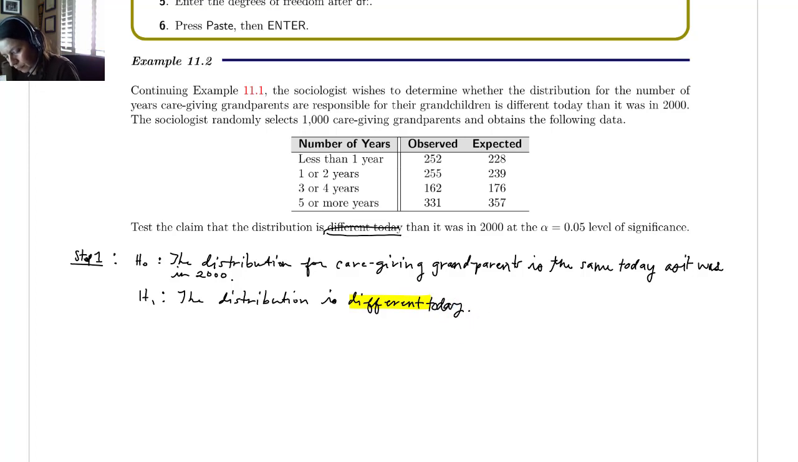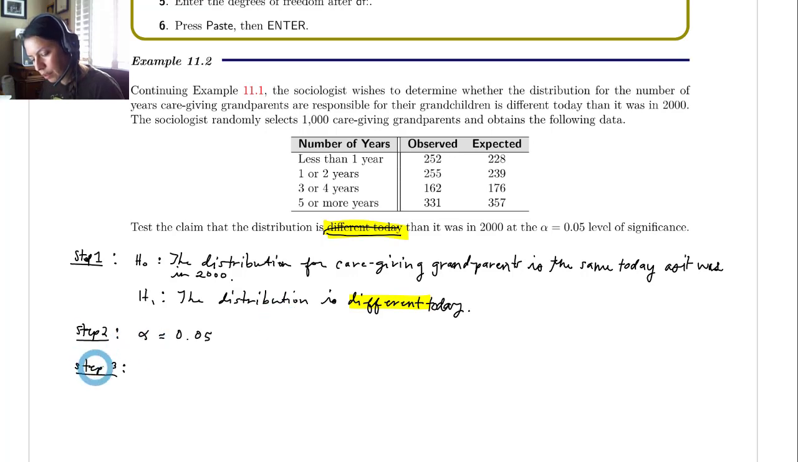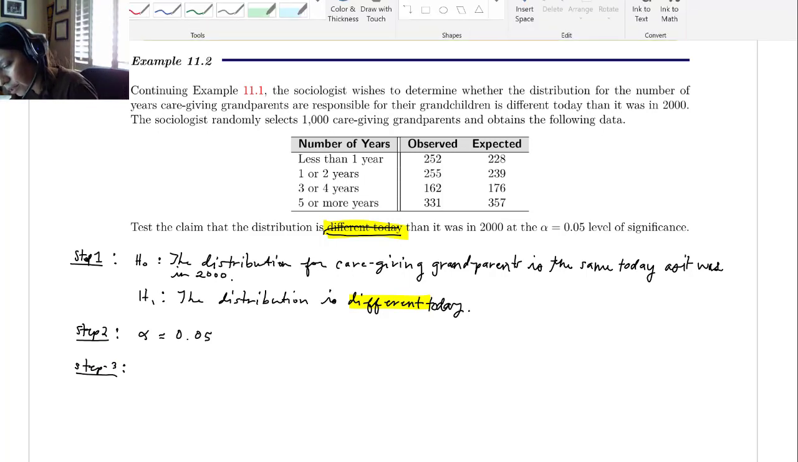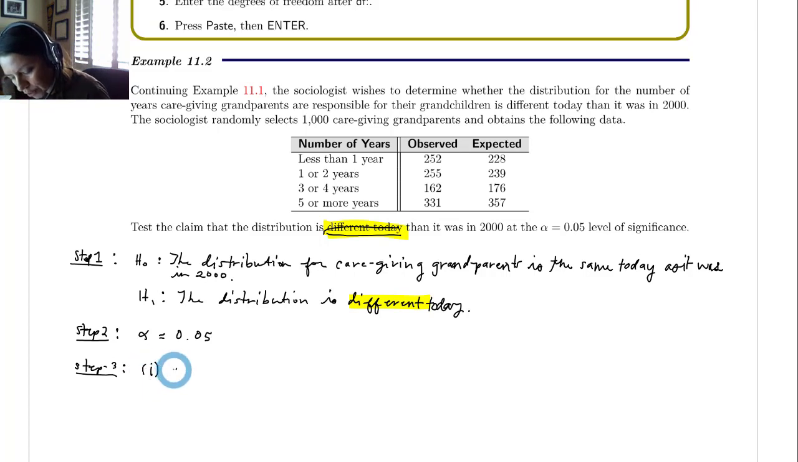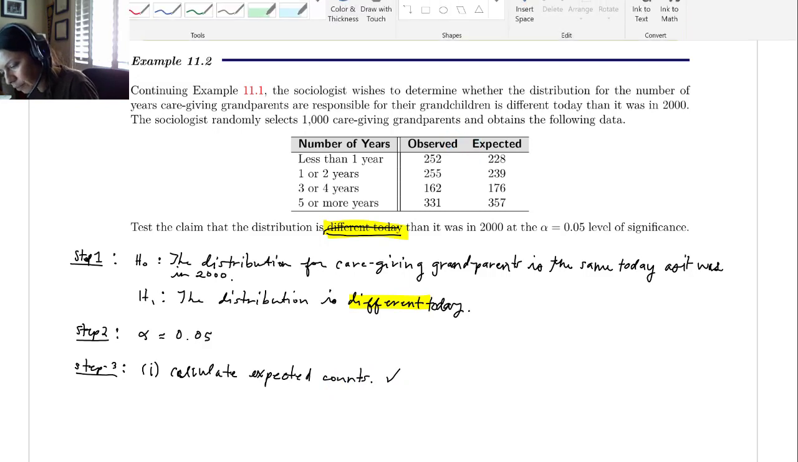Okay. Step 2 is identifying the alpha, and they gave us the alpha to be 0.05. So step 3 says that we need to calculate the expected counts. We did that in the previous example, right? So that's these. Let me go ahead and highlight that.